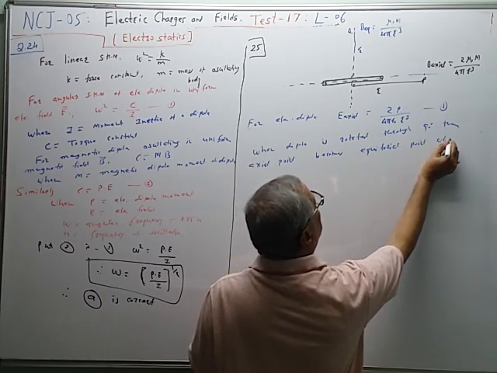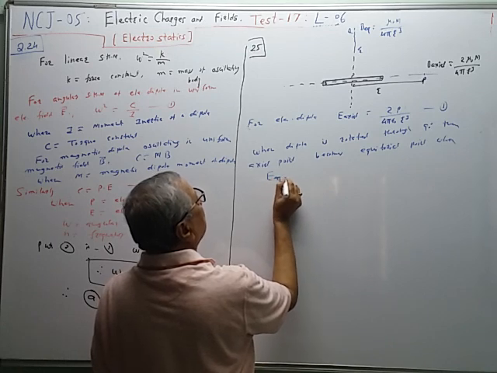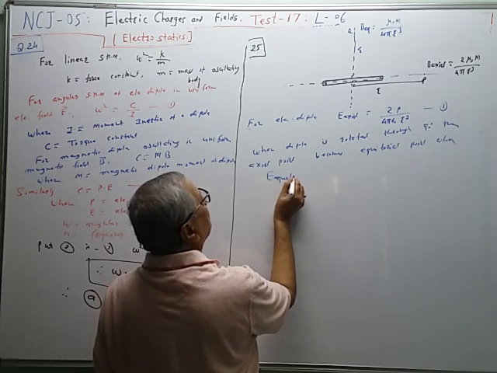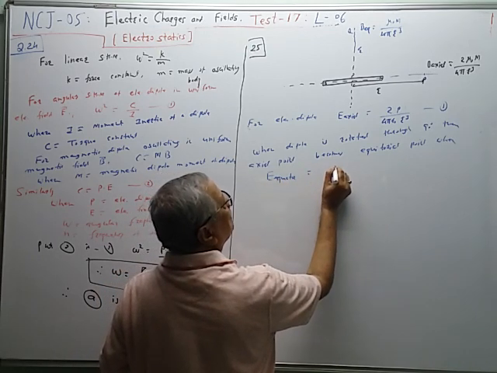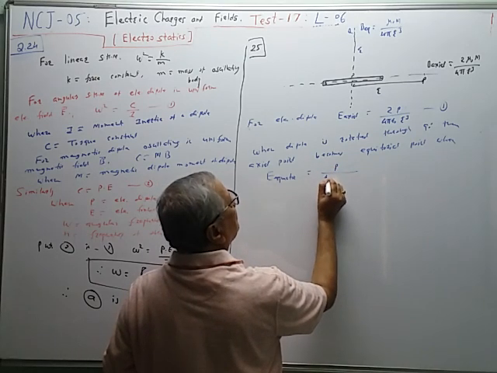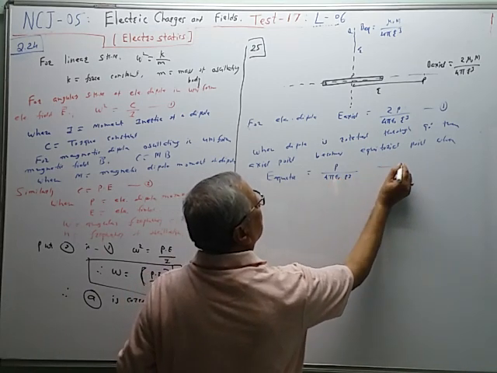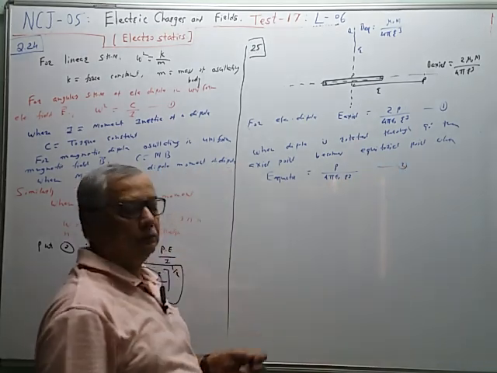Where E equator is equal to P upon 4 pi epsilon naught r cube. This is the equation second.